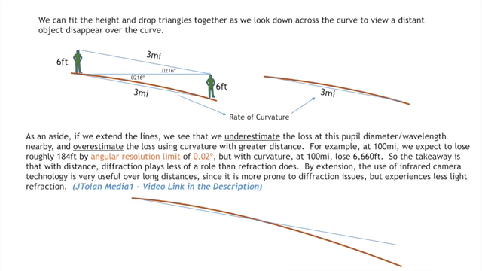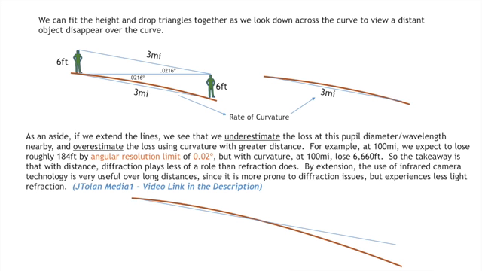So for example, at 100 miles, we expect to lose roughly 184 feet by angular resolution at 0.02 degrees, but with curvature at 100 miles, we're losing 6,660 feet. So the takeaway is that with distance, diffraction plays less of a role than refraction does. That's the takeaway here, because we do see the bottoms of things lost at a greater rate than simply 184 feet at 100 miles. By extension, the use of infrared camera technology is very useful over long distances since it is more prone to diffraction issues but experiences less refraction at the same time.